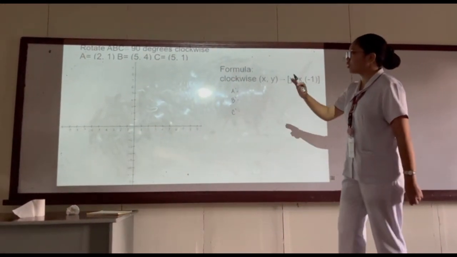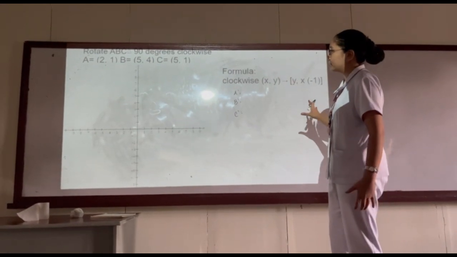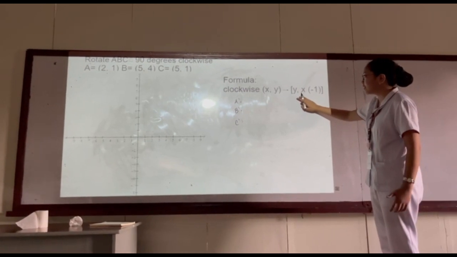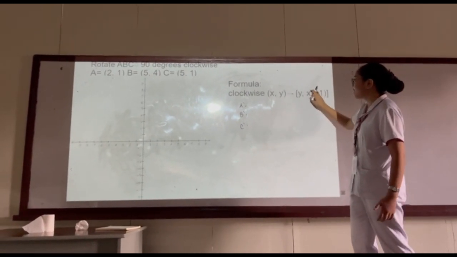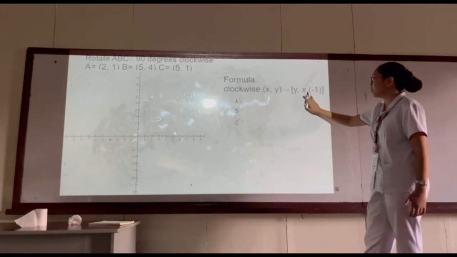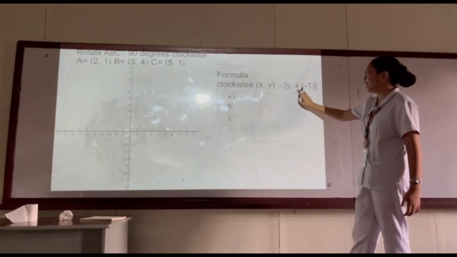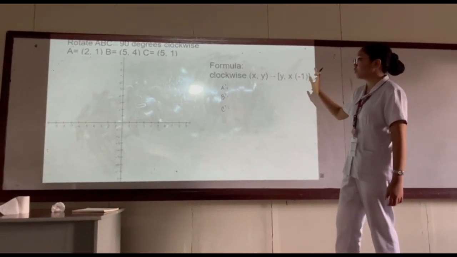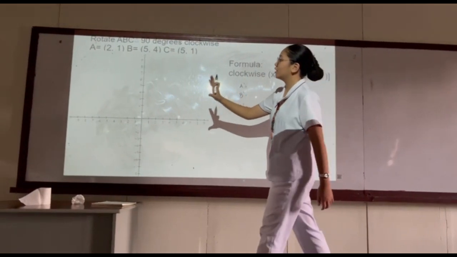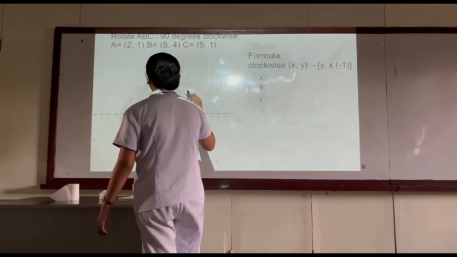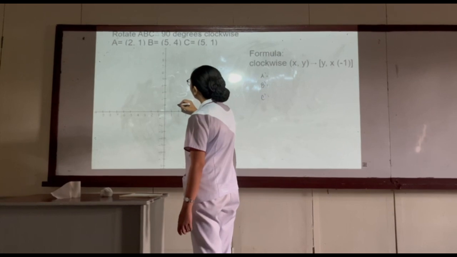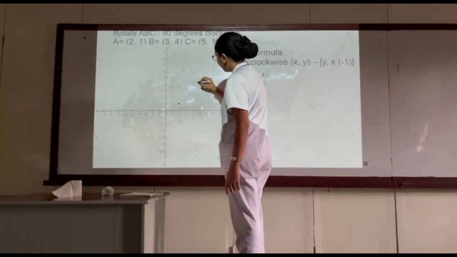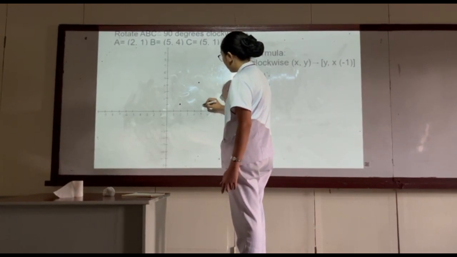In rotating an object 90 degrees clockwise, this will be our formula. What we have to do is swap the x and y values and multiply the x value by -1. First, in order to do that, we'll plot our coordinates. So it's 2, 1, 5, 4, and 5, 1.